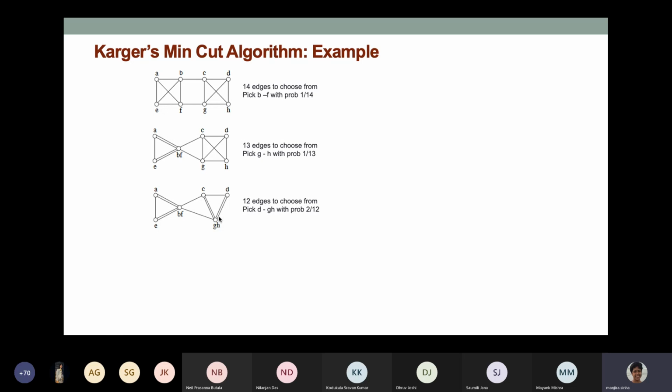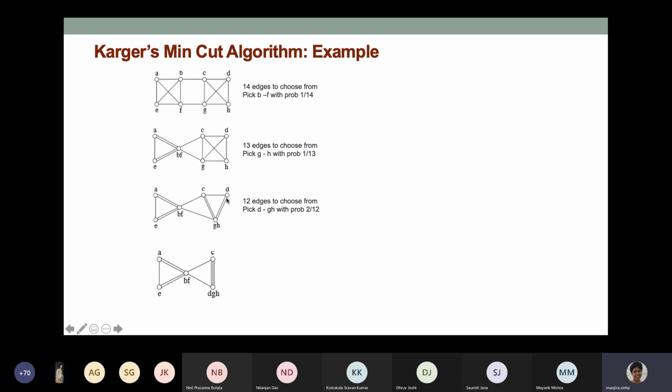Now why is it 2 by 12? Because there are two edges now. Why are there two edges? Because I have collapsed GH, this edge is gone, but G was connected to D and H was also connected to D. So this became a double connection. Like this, G was connected to C and H was connected to C. So again, this became a double connection. The same happened when I collapsed the edge BF: A to BF, there are two edges, and E to BF, there are two edges. So if there are 12 equally likely edges, and this represents two edges, the probability becomes 2 by 12, right? So simple probability rule.